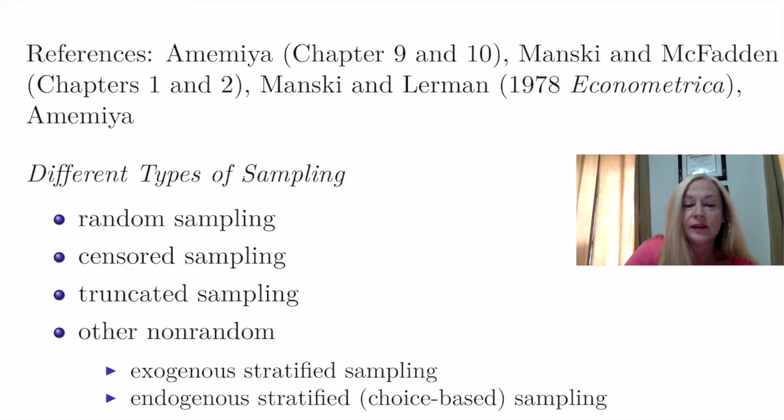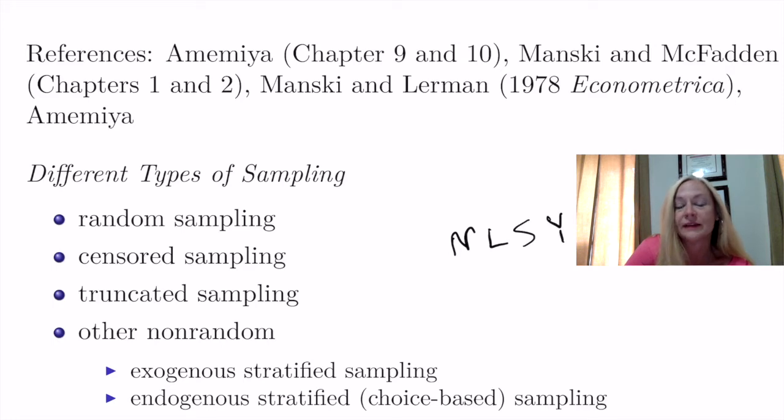Other types of non-random sampling are, say, exogenous stratified sampling. Let me give you an example. With the census data, everybody fills out the short form, but then they also give a long form, and not everybody fills out the long form, right? When they decide to give out the long form, a lot of times they oversample certain types of people, so they might oversample families with a lot of children, for example.